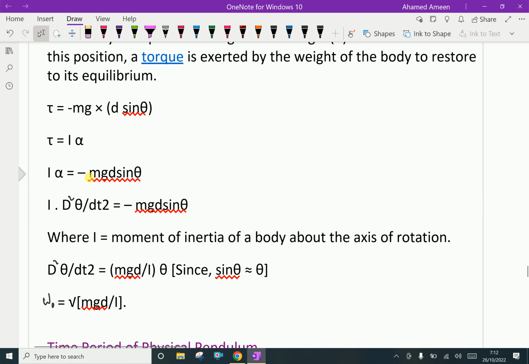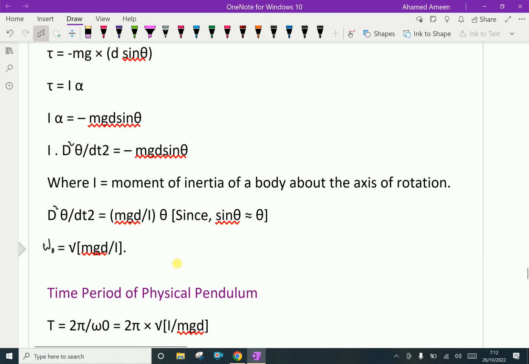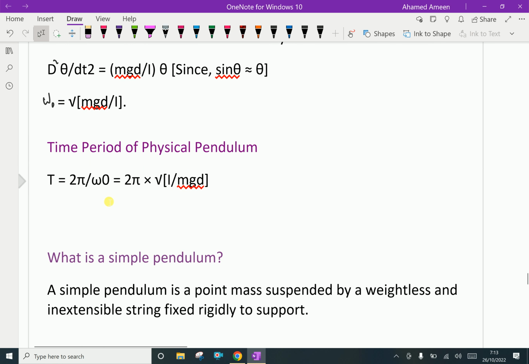That means the first differentiation is d theta by dt, then the second differentiation is d squared theta by dt squared, which equals minus mg d sin theta over I, where I is the moment of inertia of the body about the axis of rotation. Since the angle is very small, we can take sin theta equal to theta. Therefore, omega 0, the angular velocity, equals the square root of mg d over I. Now the time period of the physical pendulum is 2 pi by omega, that is 2 pi times the root of I by mg d, substituting this omega here.